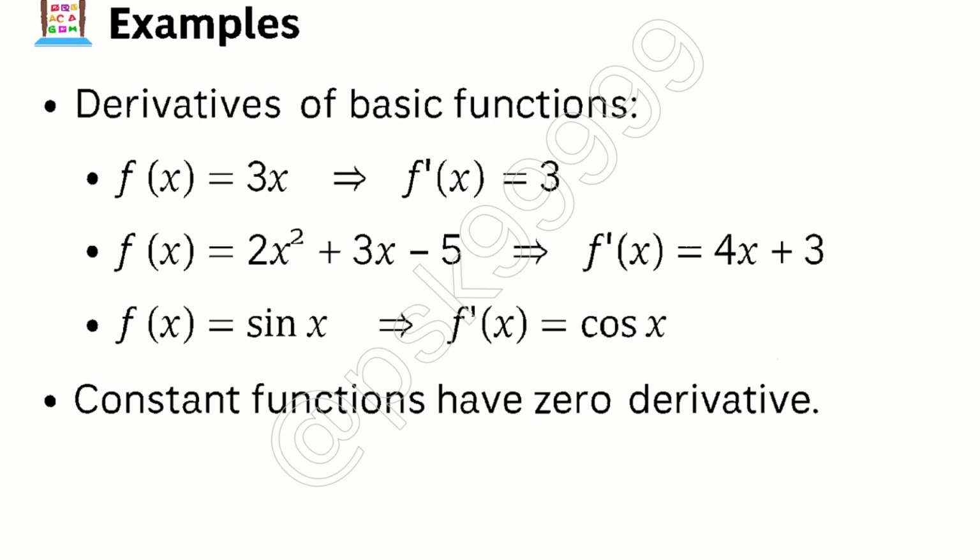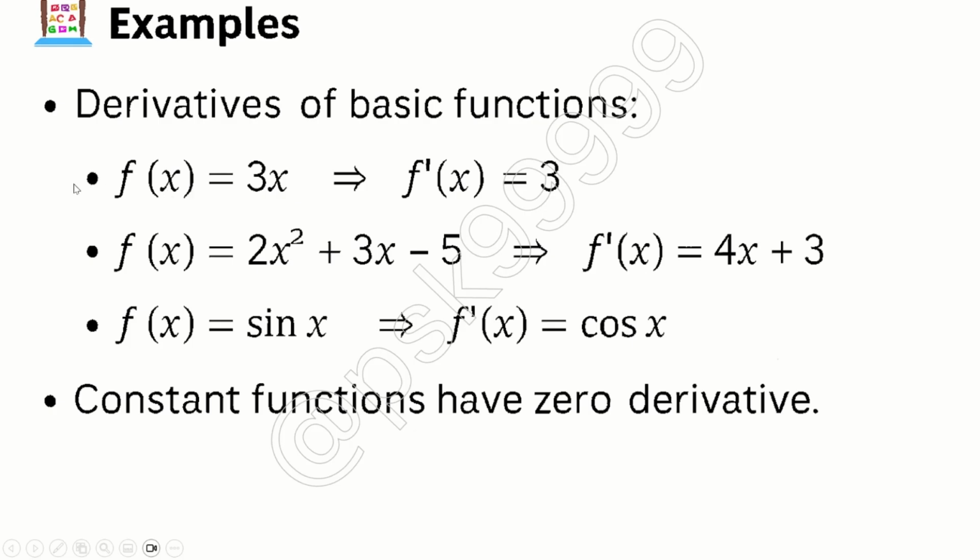If you take f of x equal to 2x square plus 3x minus 5, then f dash x is 4x plus 3. Now here, the rate of change is not constant. It is variable. It is changing with the value of x. It depends on x also. That is what you should understand.